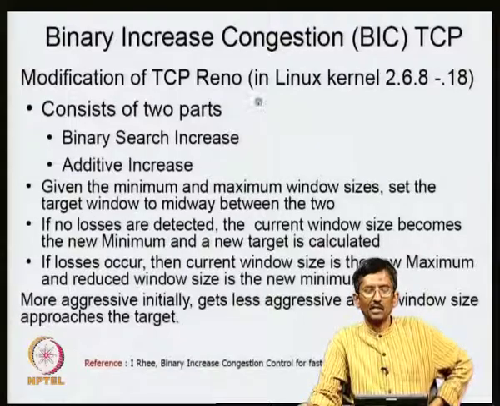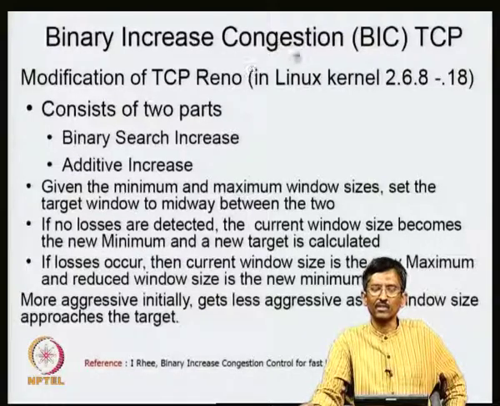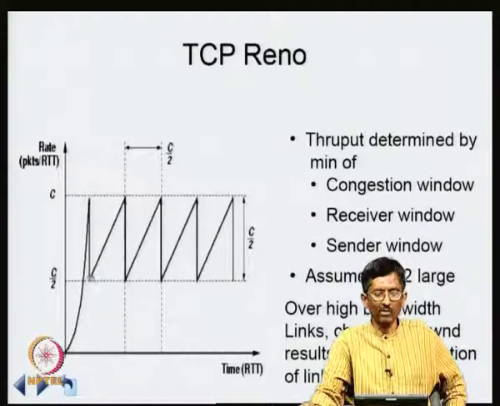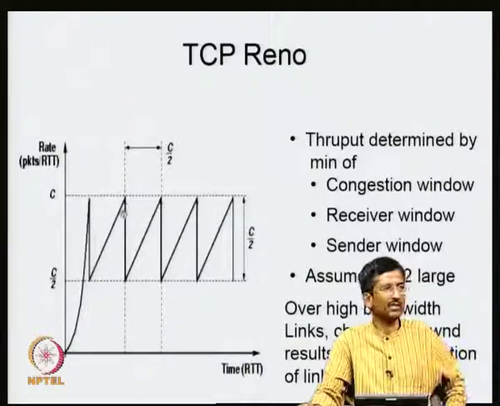Now, there was another thing that was attempted, BIC, and this was actually present in the Linux kernel for quite some time, 2.6.8 to 2.6.18. This is called binary increase congestion. Basically, the idea here is to see if there is a way, instead of going gradually from here to here, to go to some in-between position. See if you can do binary search. The simple idea is to do binary search. Why go linearly one by one? You suddenly jump here, see if it is okay. If it's not okay, keep increasing it by some suitable factor.